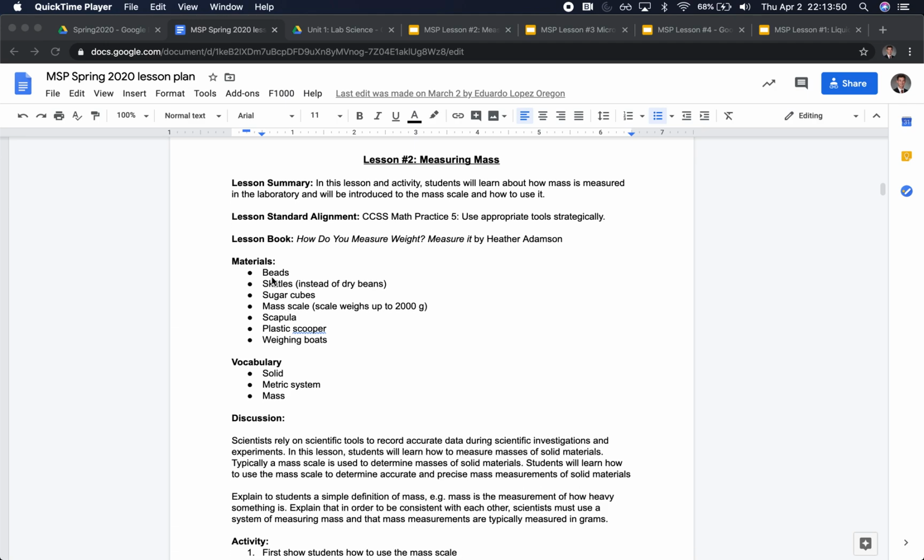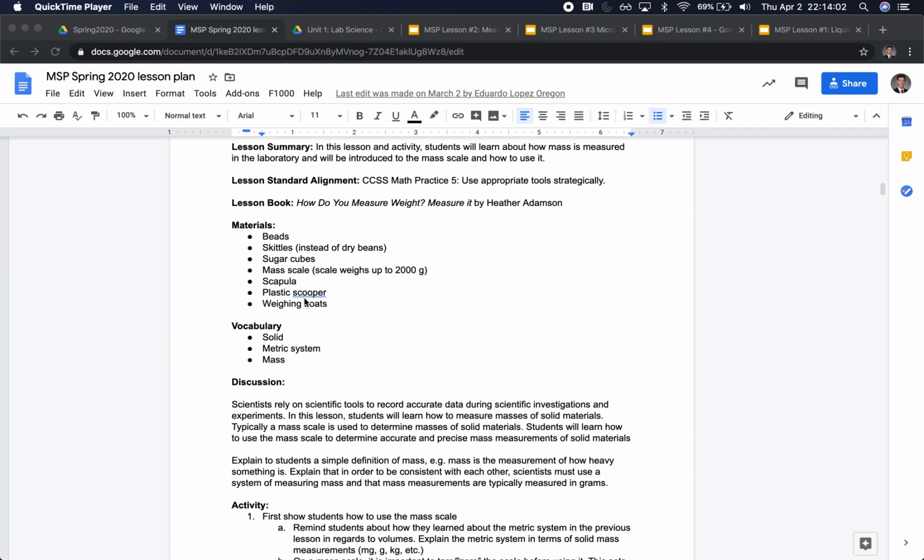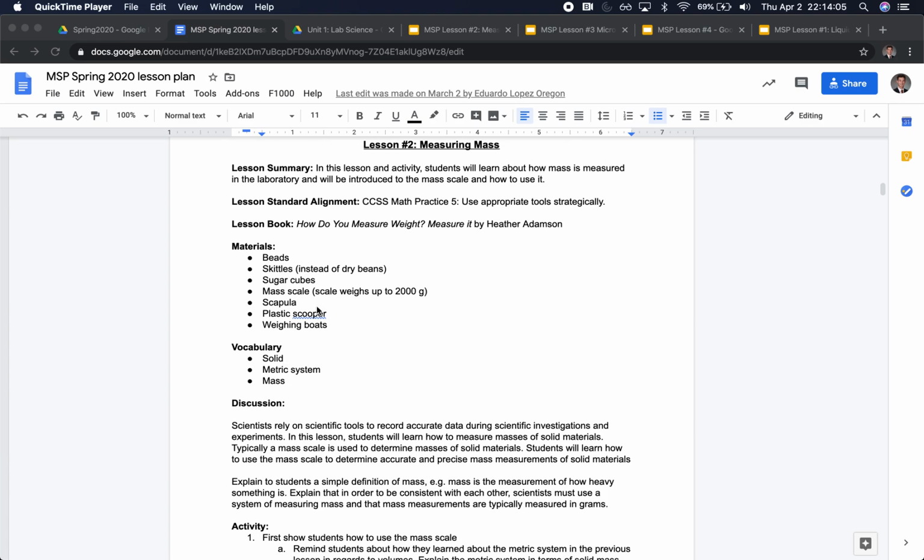The materials include a mass scale and some beads or beans, things to weigh. Basically, those are the things that you're going to be weighing, or the students are going to be weighing. And then weighing boats. I used the plastic cups from last time instead of weighing boats because I thought that they were less flimsy and they wouldn't spill as easily.